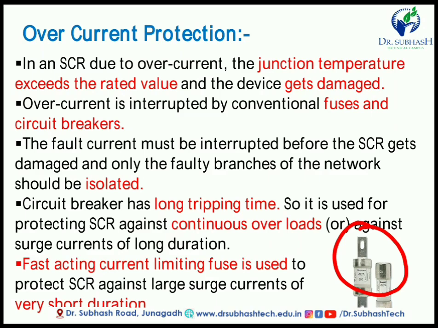Here the circuit breaker is a protecting device, and one type of fuse is also used to protect the SCR. The fault current must be interrupted before the SCR gets damaged, and only the faulty branches of the network should be isolated. It means you have to isolate the faulty device so we can protect the whole circuit. This isolation process is the protection circuit. The circuit breaker has a long tripping time, so it is used for protecting the SCR against continuous overload or against surge current of long duration.